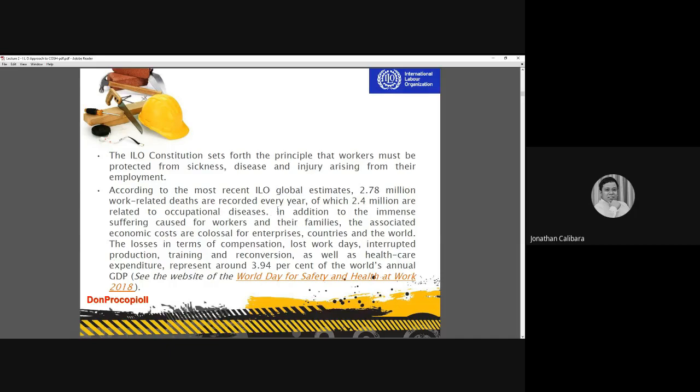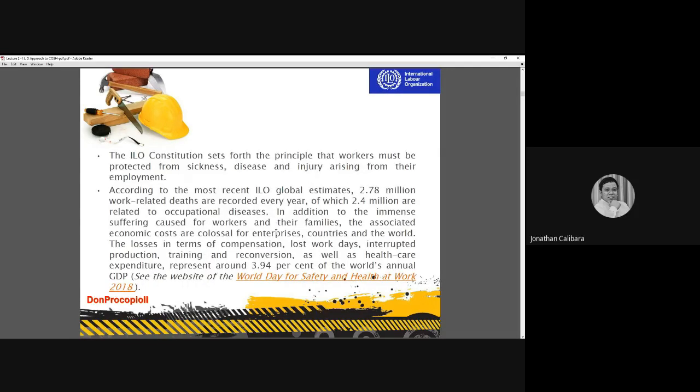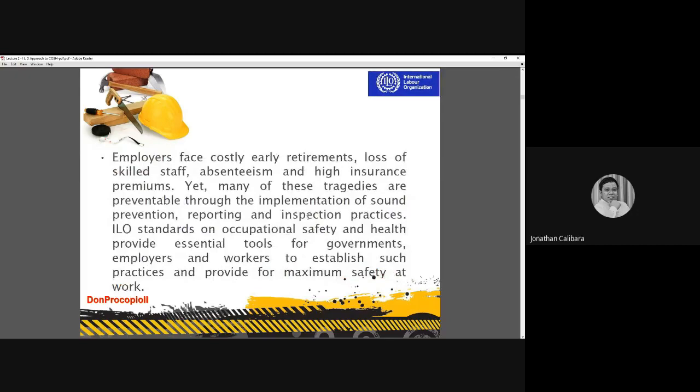Okay, next. Next is this one. Employers face early retirements. ILO standards for safety and health also provide essential tools for governments, employers, and workers to establish practices that provide maximum safety at work. So this is where high insurance premiums or premiums for health come in, no?